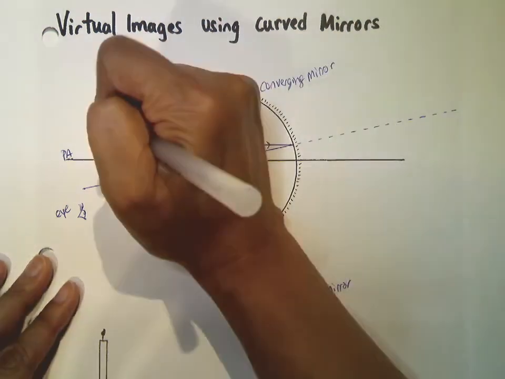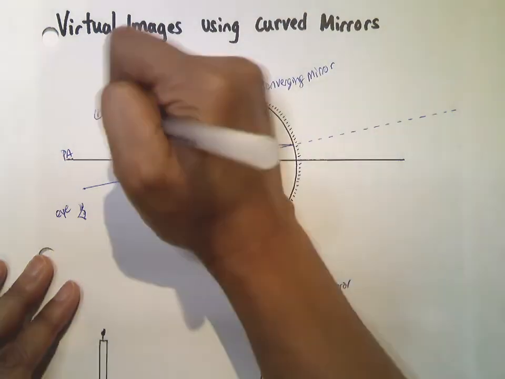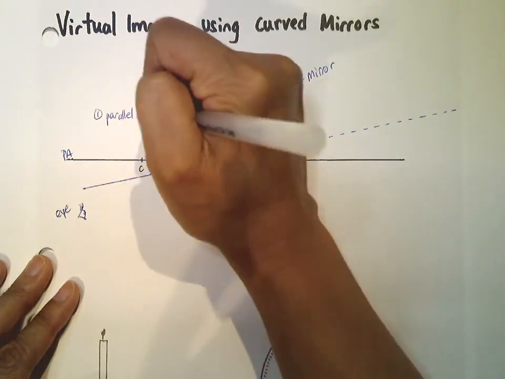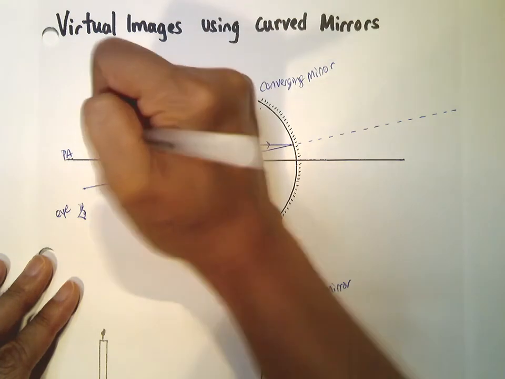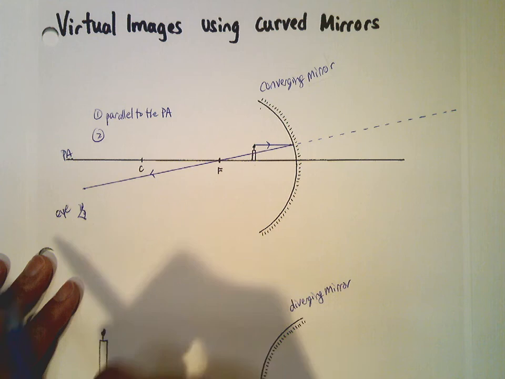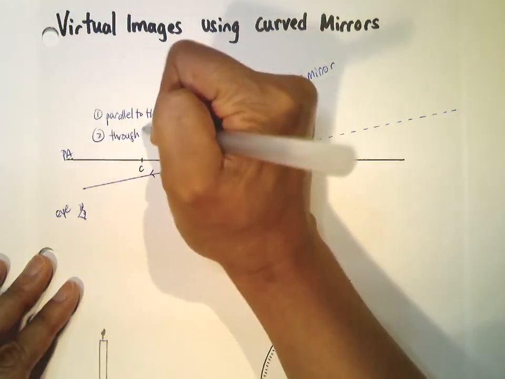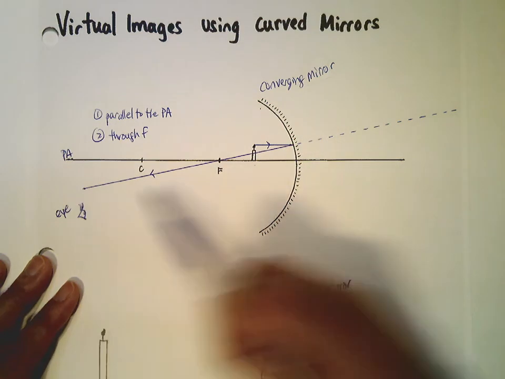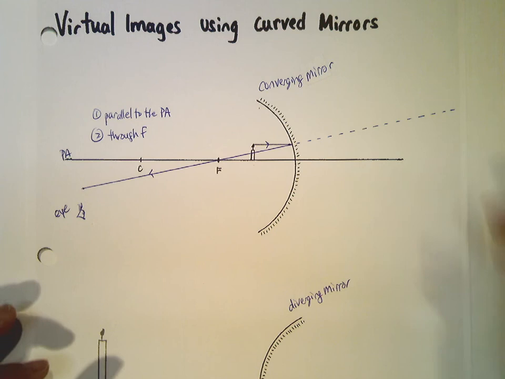Let's write that down in blue. Step 1: parallel to the principal axis. Step 2: you hit the mirror, and then it goes through F, so you draw through F. When you draw through F, don't forget to make that dotted line behind the mirror. Anything behind the mirror is dotted.